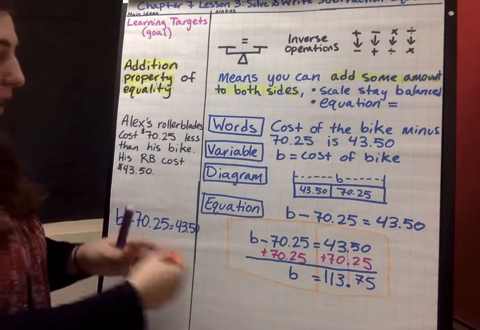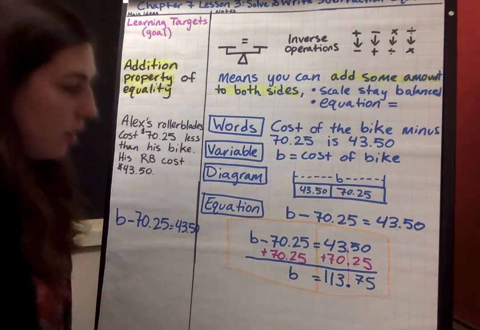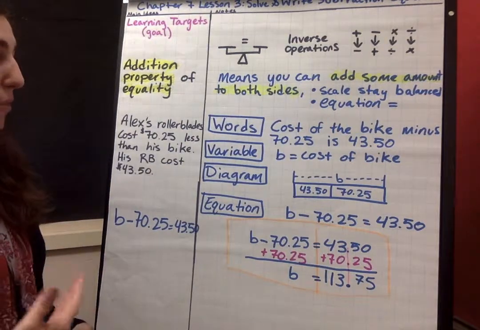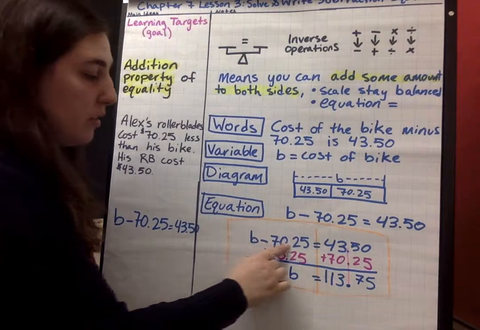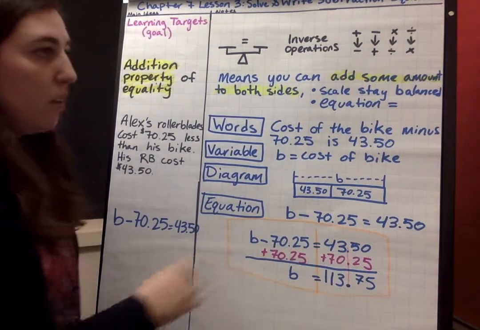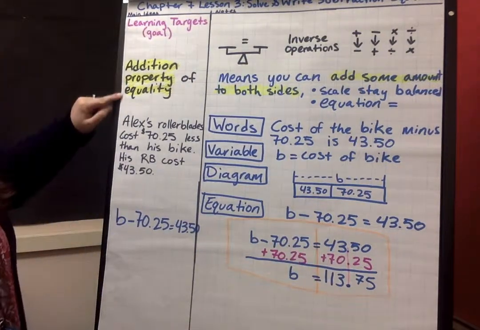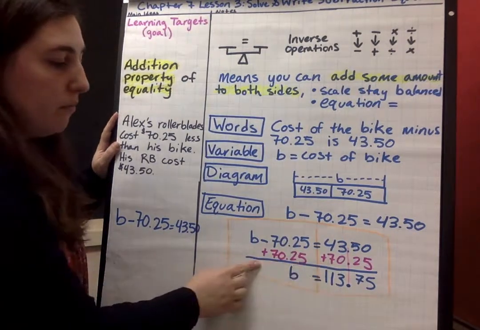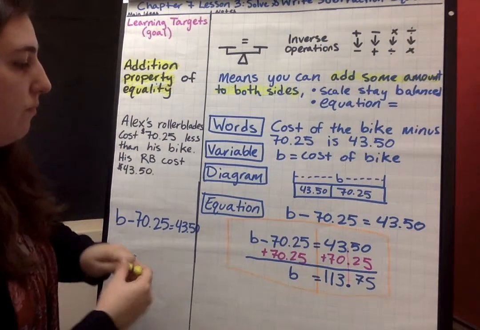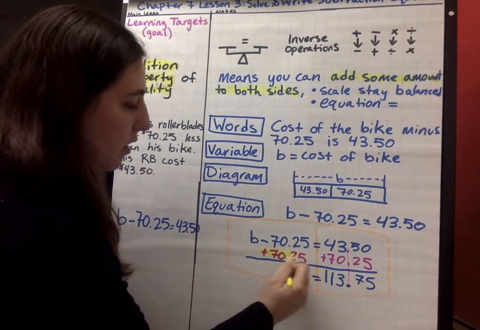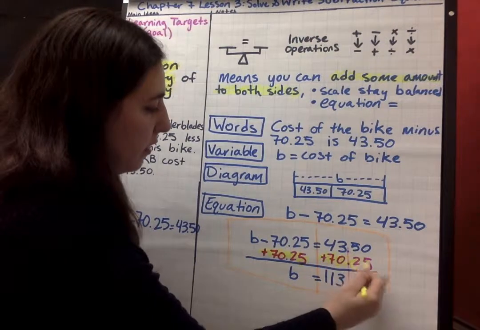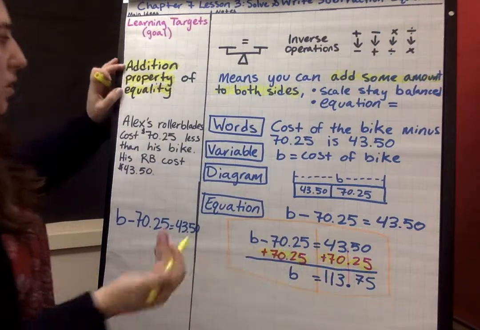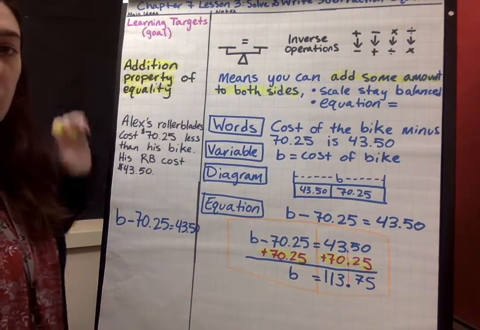Okay, so we know that that is our solution. So that's our other learning target. I can solve a subtraction equation, which this is a subtraction equation, okay, by using the addition property of equality. And we did that here. I'm going to highlight this right here because this is important. This yellow, same yellow over here, this means that we just use the addition property of equality.